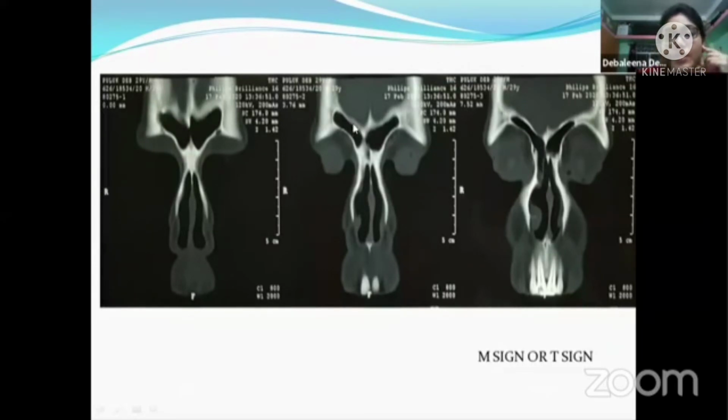This is the difference between frontal sinus and a frontal recess, though both of them look similar. When the frontal beak is lost, that area is known as the frontal recess area, and this change from this to this is known as the M sign or the T sign.